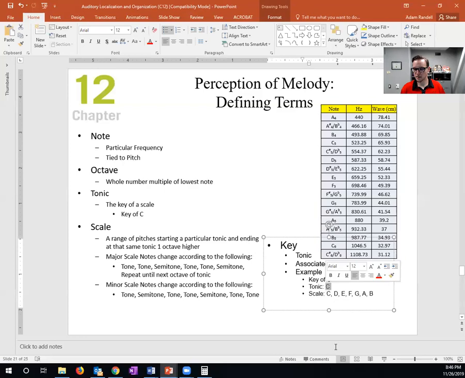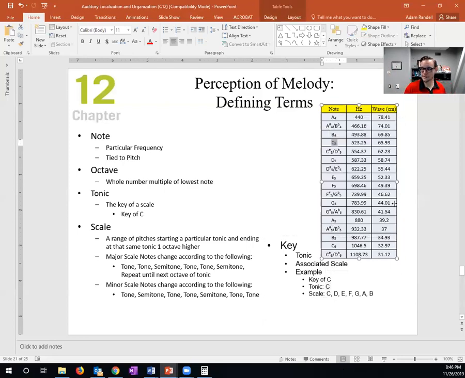starting at the tonic, moving up to the next, to that tonic one octave up. And so if we do that, start at C, tone, tone, semitone, so transition from here to here, C, D, from here to here, that's tone, tone, semitone, C, D, E, F. Start at C, tone transition to D, tone transition to E, semitone transition to F.